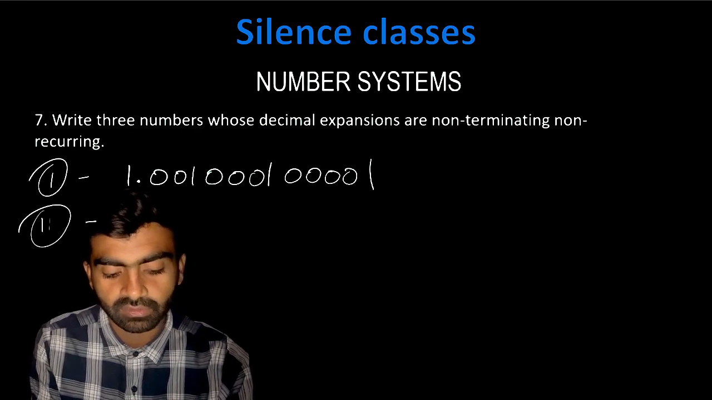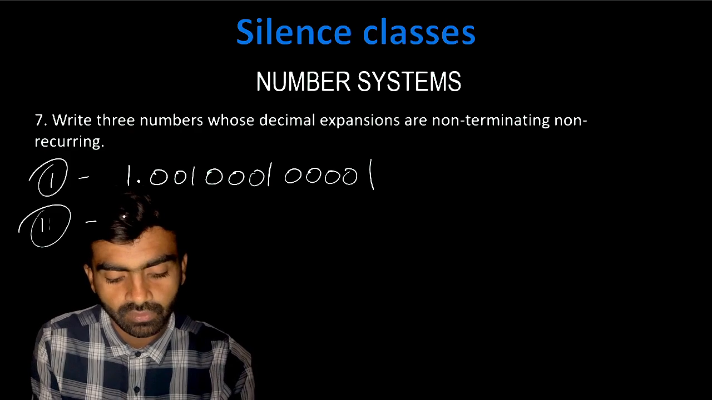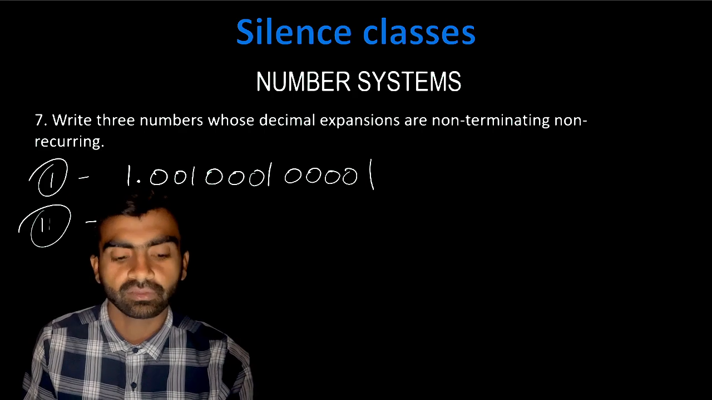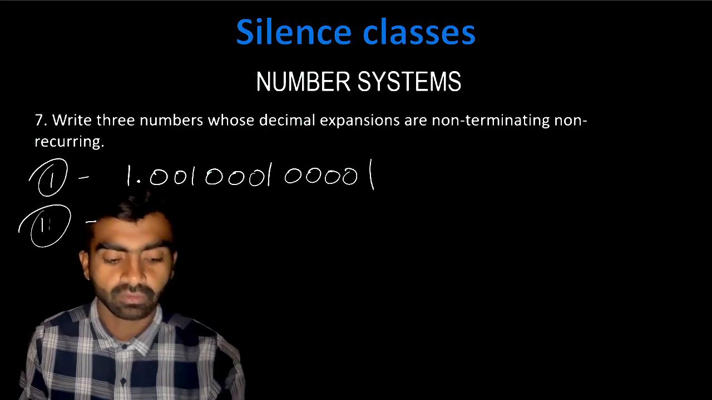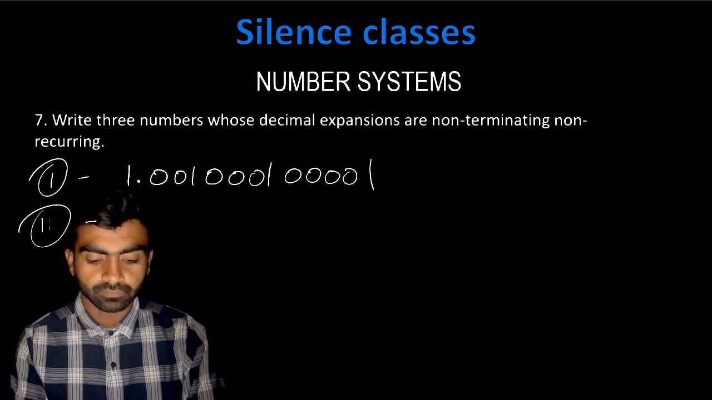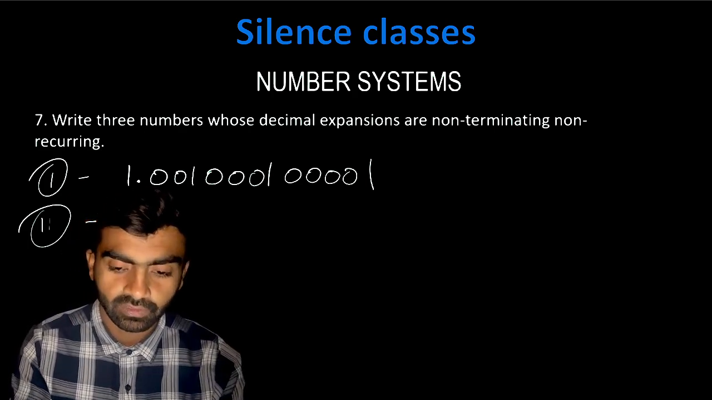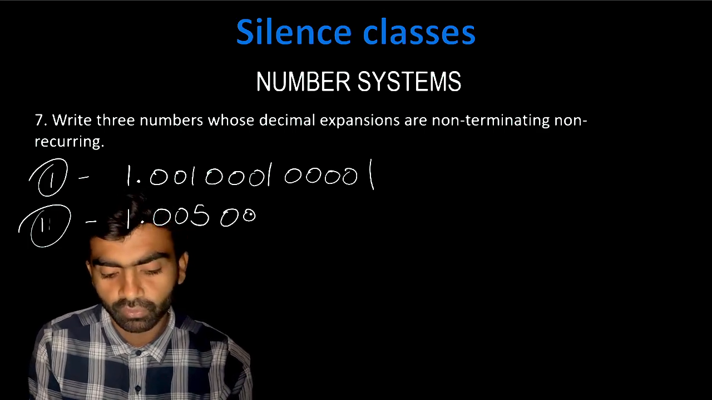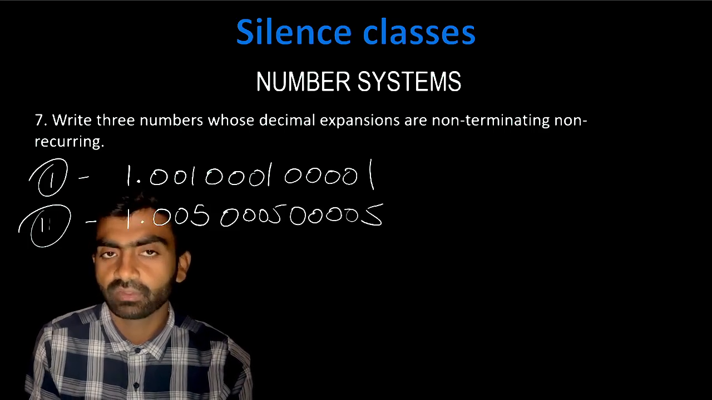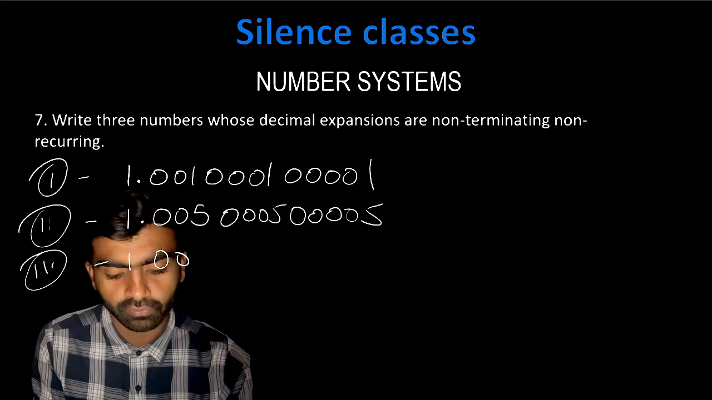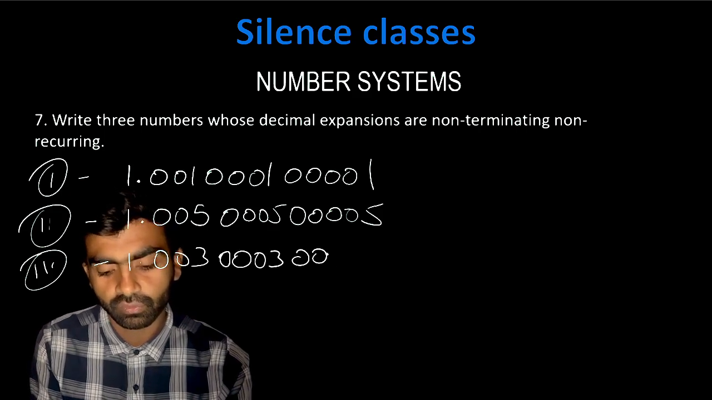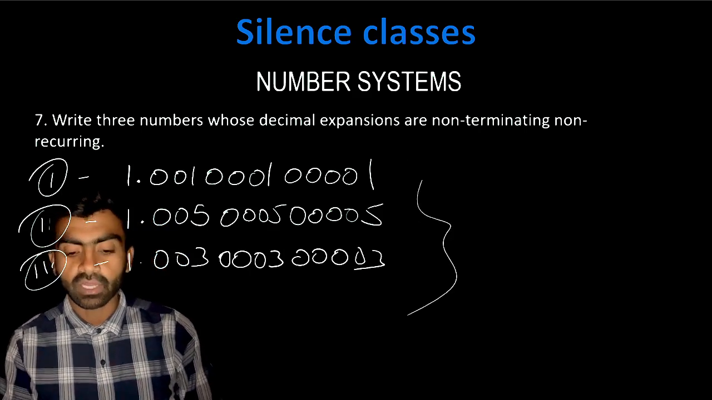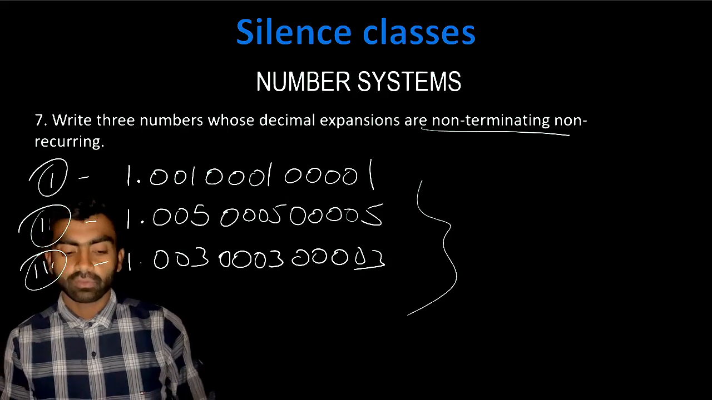The second number we can write like this only: 0.301, or we can say 02 or 03, in this particular manner. We can also write 1.005, 0005, 00005. And the third one I can write as 1.003, 0003, 00003, like this. These numbers are irrational numbers, which are non-terminating and non-recurring. So like this you can write it down.